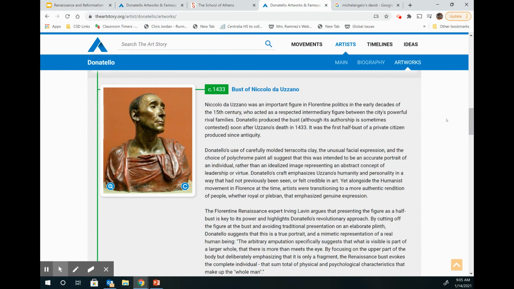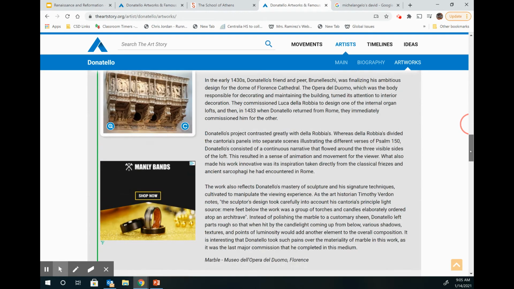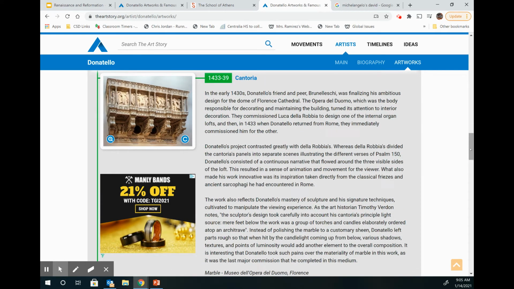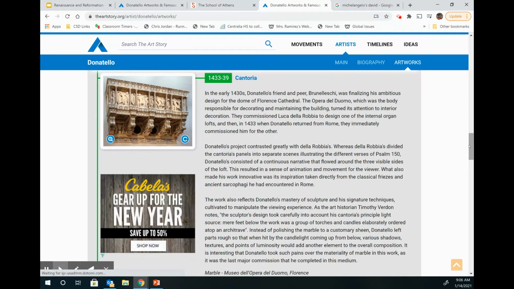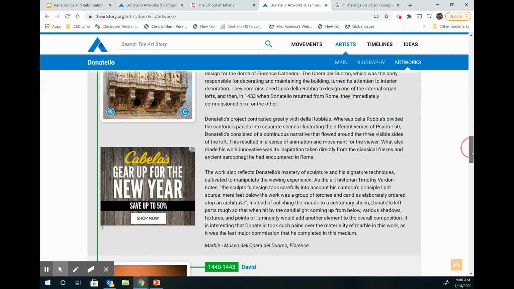He was commissioned by individual people to create busts of themselves. So this is, again, a great example of humanism during the time period. He helped to decorate the inside of the Medici family cathedral. He helped Brunelleschi do the inside of something called the Duomo, the Opera del Duomo in Florence. So this beautiful Florence cathedral, he helped decorate the inside.